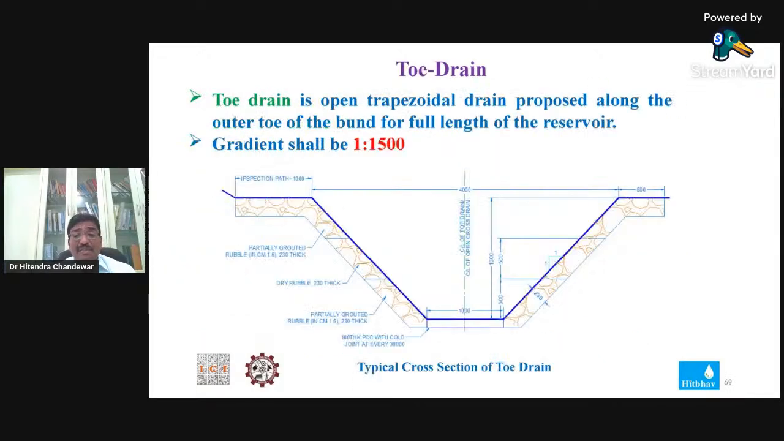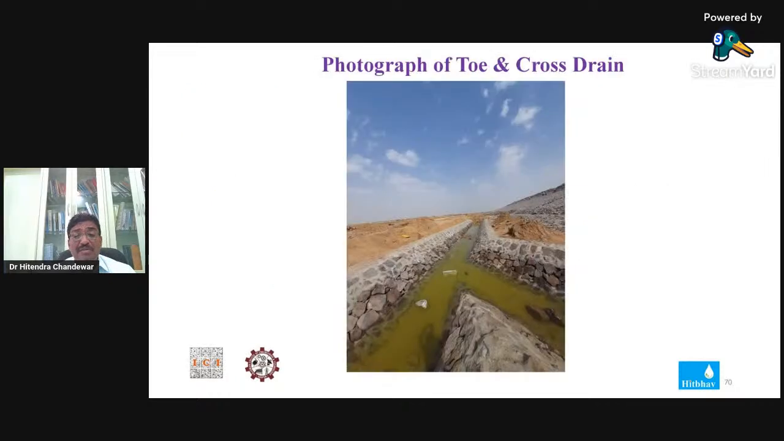This is a typical cross section of the toe drain. The width is a minimum of 1.5 meter, and the minimum depth is 1.5 meter. This is the total requirement, and we have provided vents at particular intervals to measure the seepage. These are the actual photographs of the toe drain and cross drains.